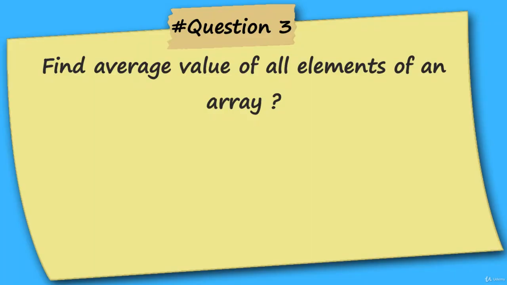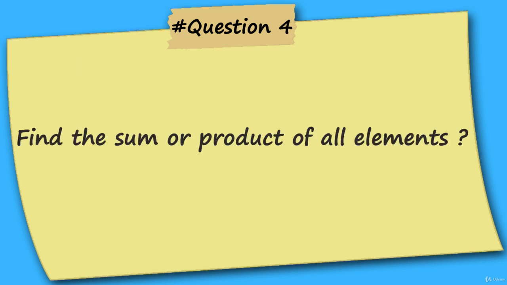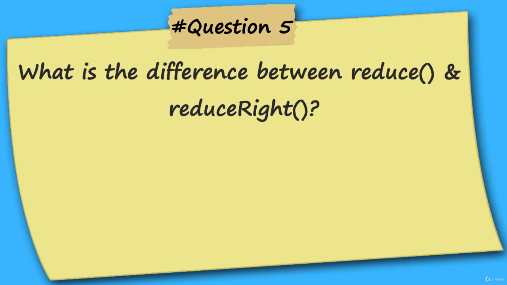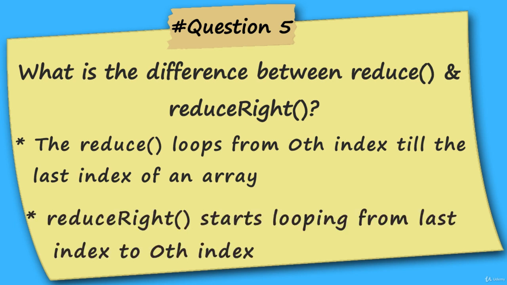The third question is find the average of all elements of an array. This we have already seen. This is the code we tried. So this is again an important question to deal with. The fourth question is find the sum or maybe product of all elements, which we have seen while understanding the syntax of reduce. The fifth question is what is the difference between reduce and reduceRight. So this we discussed: reduce loops from the 0th element till the last element, whereas reduceRight starts the loop from the right side. That's the only difference between these two methods.